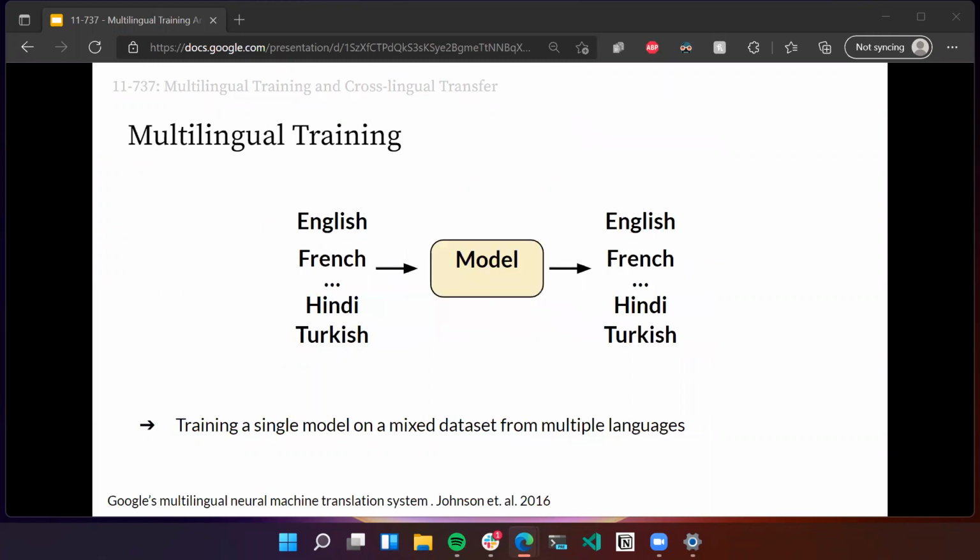So one way to go around this problem is to consider multilingual training. Multilingual training avoids this problem by training a single model that supports all the languages considered. To do so, we simply combine all the data, either through simple concatenation or some more complex mixing procedures, which we'll cover a bit later. And then you train the model on this mixed data.